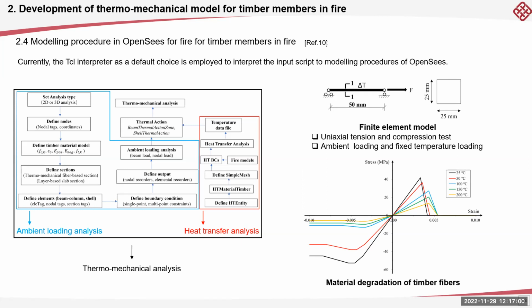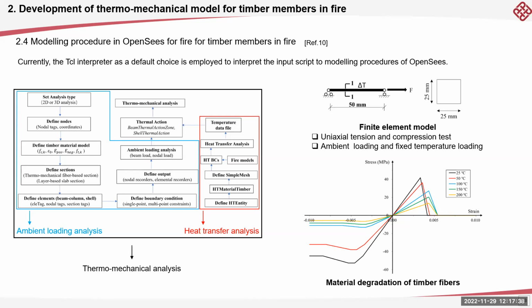ultimate compressive stress, and the epsilon and epsilon 0, and the elastic modulus for the compression zone, and the elastic modulus for the tensile zone, and the ultimate tension stress. And we can define the sections, define the elements, and define boundary conditions. Then we can define the output and do the ambient loading analysis.